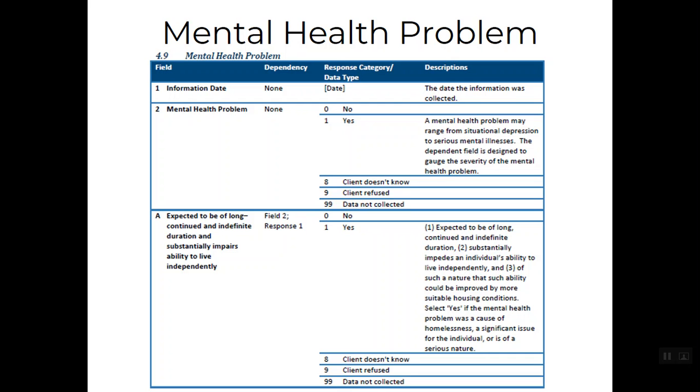And then if that mental health issue really is of severe enough condition that it constitutes a disabling condition and therefore can make somebody chronically homeless. So again, the qualifiers are of having to be of expected, long, continued, indefinite duration, substantially impedes an individual's ability to live independently, and of such a nature that the ability could be improved by more suitable housing conditions.